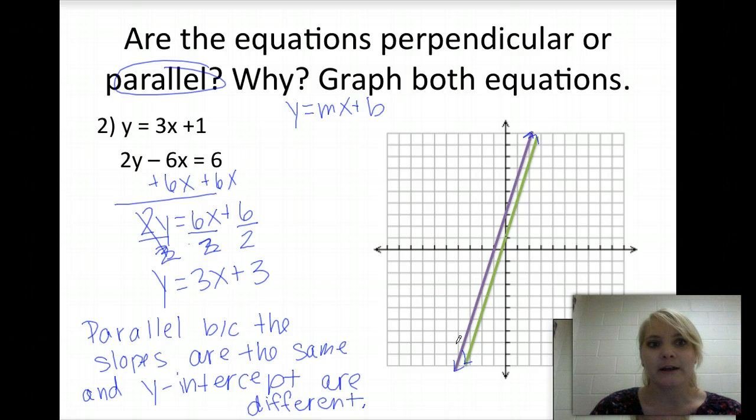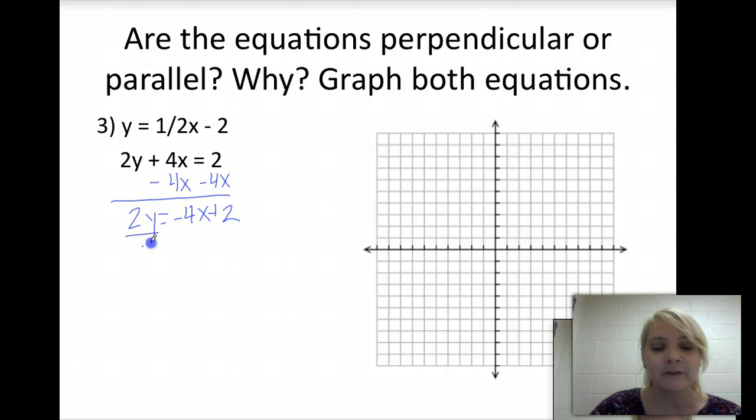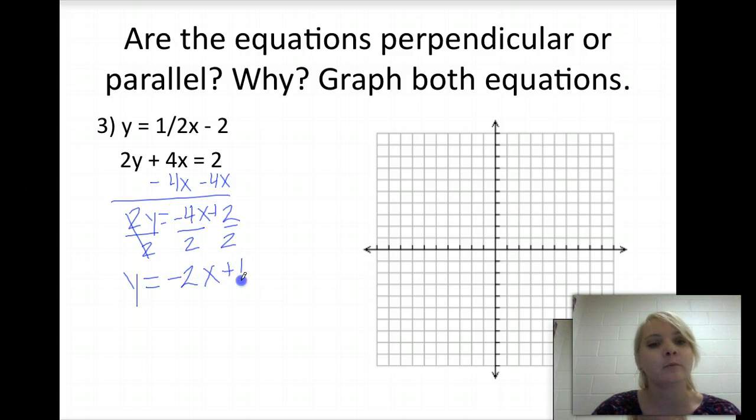All right, the third problem we're looking at is y equals 1/2 x minus 2. And then we have 2y plus 4x equals 12. Once again, we're going to rewrite that second equation in slope-intercept form. So we're first going to subtract 4x from both sides. So we get 2y equals negative 4x plus 12. Then divide both sides by 2. So we will get y equals negative 2x plus 6.